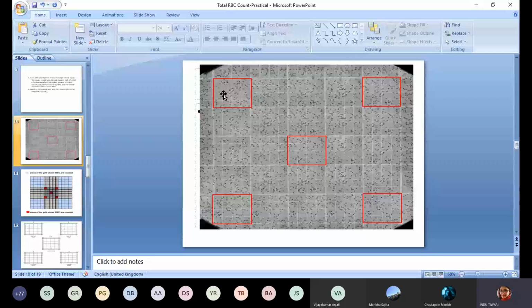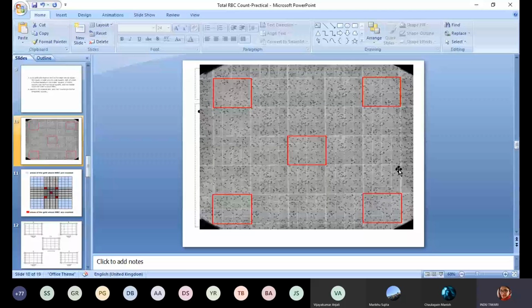And you know that the cells that touch the top and the left hand borders, isn't it? The top and the left hand borders are also taken, whereas the rest two borders are excluded. These are not counted. The cells that are touching here are not counted. Only the cells that are touching the top border and the left border will be counted. And you will count in all these 5 squares. After counting all these 5 squares, you will sum up the total number of cells.